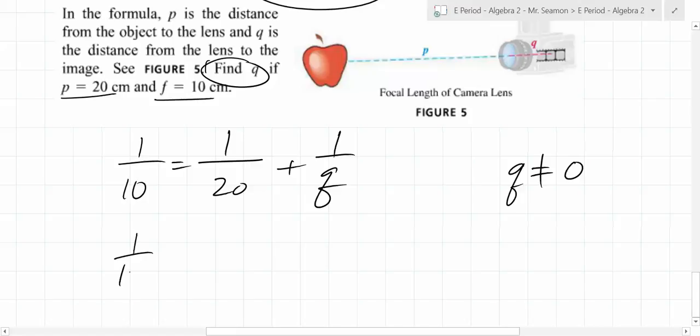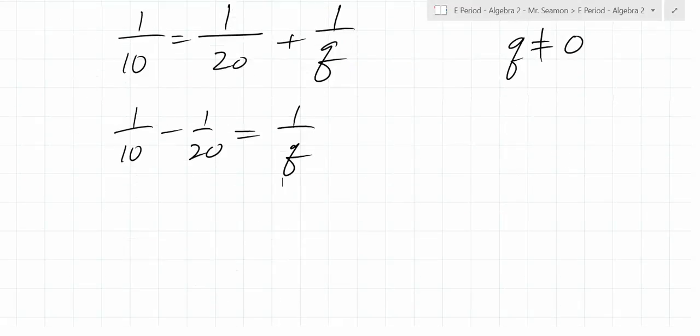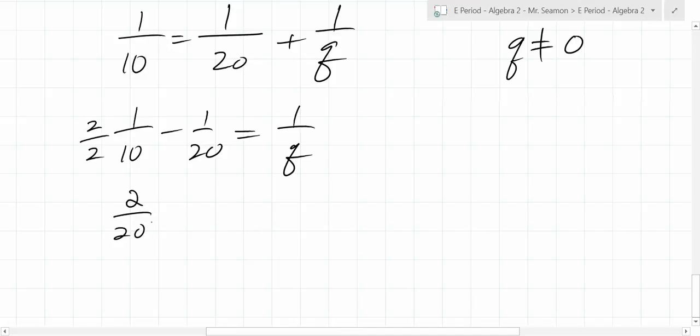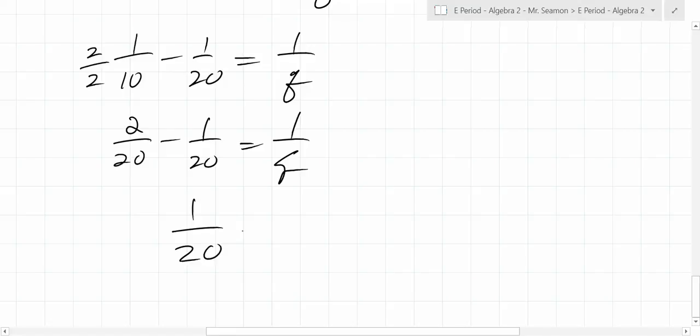So you have 1 over 10 minus 1 over 20 is equal to 1 over Q. If you want to do 1/10 minus 1/20, how do you do that? Common denominator. What's the common denominator going to be? 20. So you multiply by 2 over 2. So you get 2 over 20 minus 1 over 20 equals 1 over Q. So what do we end up with? 1/20 equals 1 over Q.